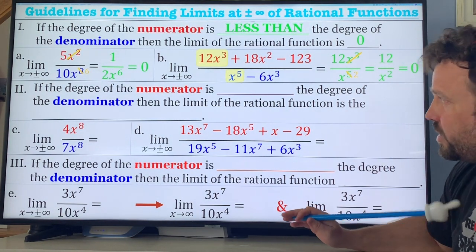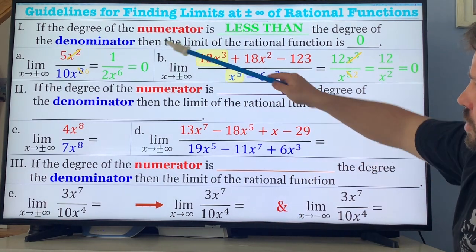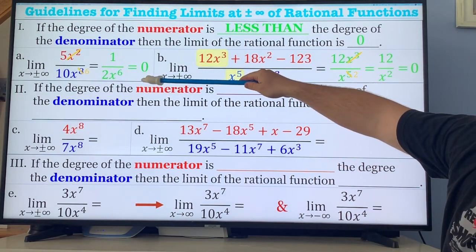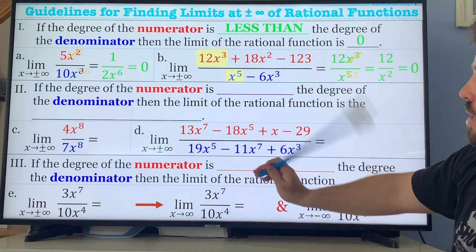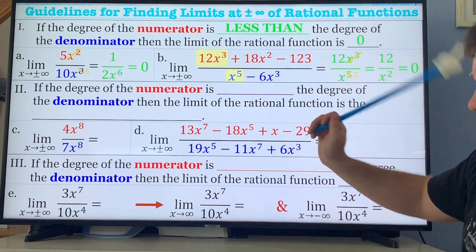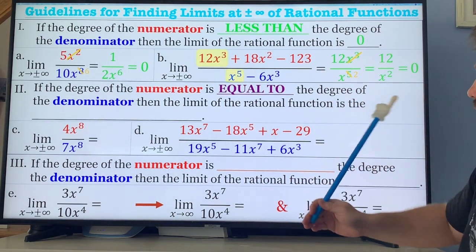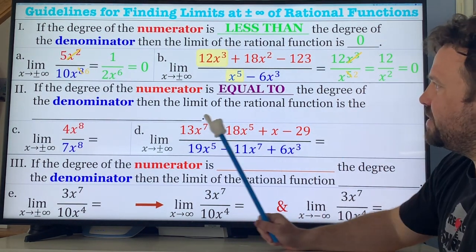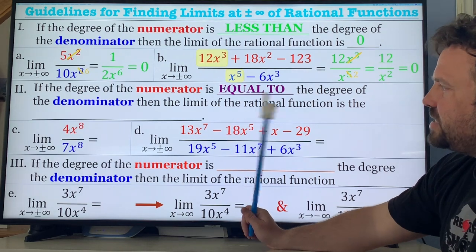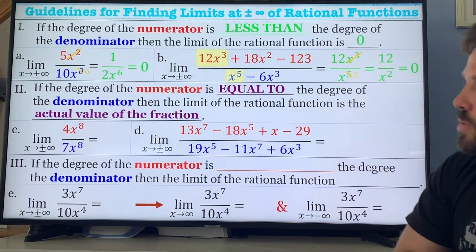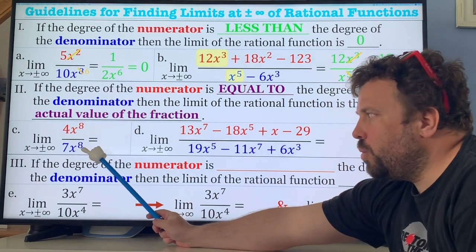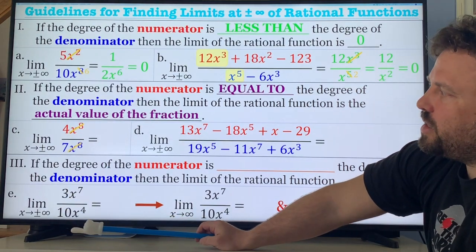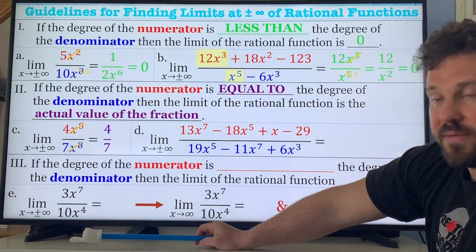The degree of the numerator, second rule. So numerator less than denominator, or denominator greater than numerator, the answer is 0. If the degree of the numerator is not less than, but, I went out of order, equal to the degree of the denominator, then the limit of the rational function is the actual value of the fraction. So when you reduce this, take out the x to the 8th, you're left with 4 over 7.